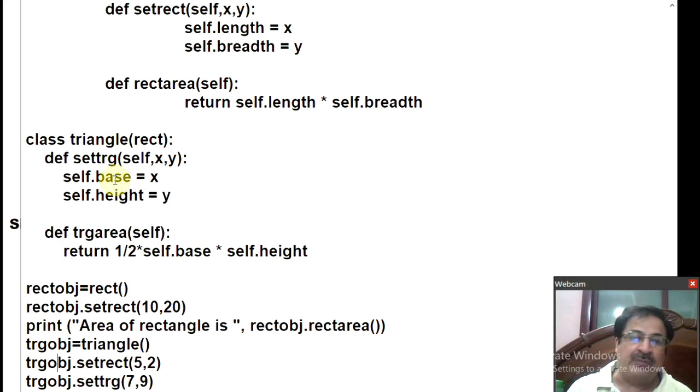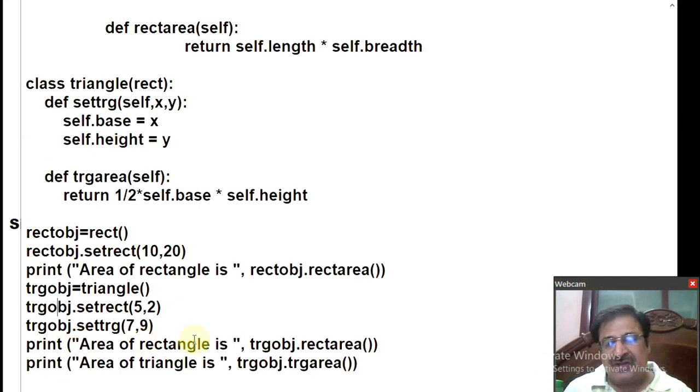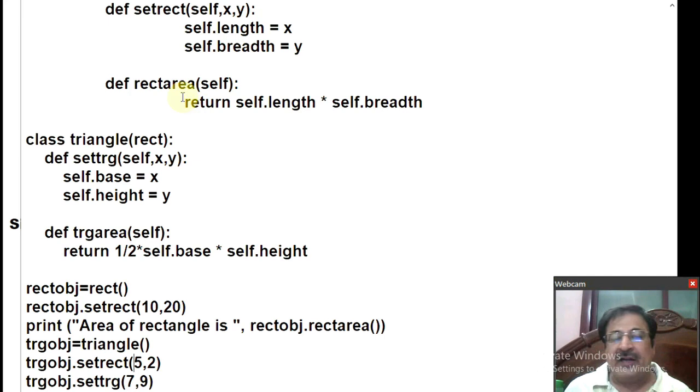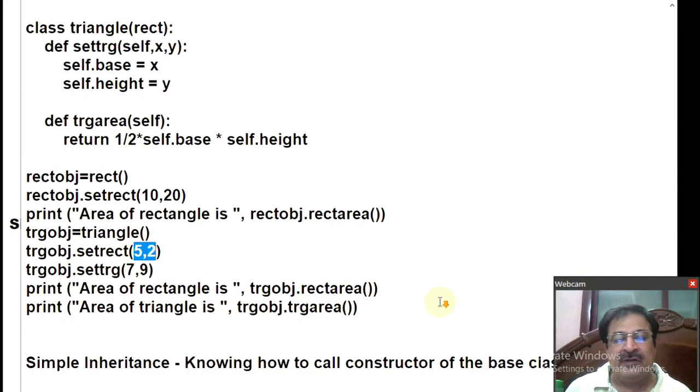trg obj object. After that, this print statement will display area of rectangle is, and the rect area function will be invoked through trg obj object. Cursor will come over here. It will return the multiplication of length and breadth attribute of which object? trg object. The values of length and breadth attributes of trg obj object were set to 5 and 2. So the multiplication of 5 and 2 will be returned over here.